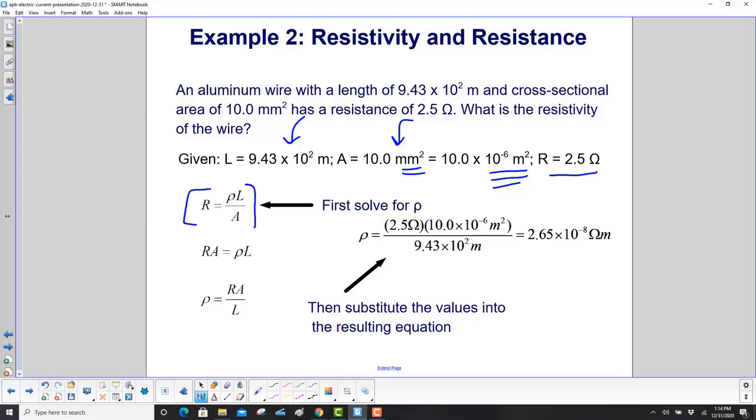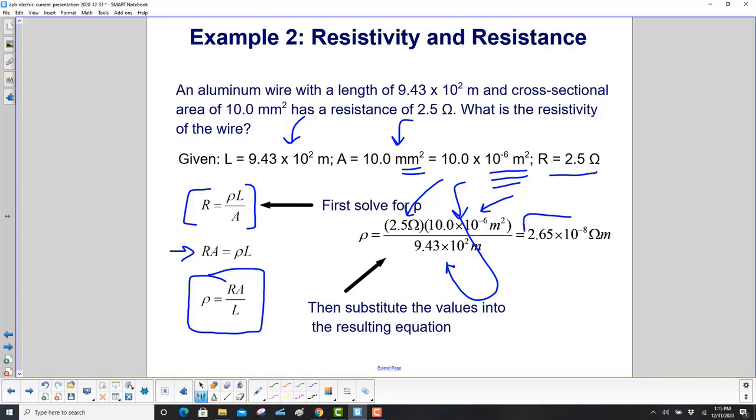Here's our formula for resistance, but we're trying to find resistivity. So we multiply both sides by A, and then we divide both sides by L and just switch the equation around so rho is on the left side. So we have the resistance here, here's the length, and the cross-sectional area is on top here, that 10 times 10 to the minus 6 square meters. Do the calculations, and we get 2.65 times 10 to the minus 8 ohm meters.